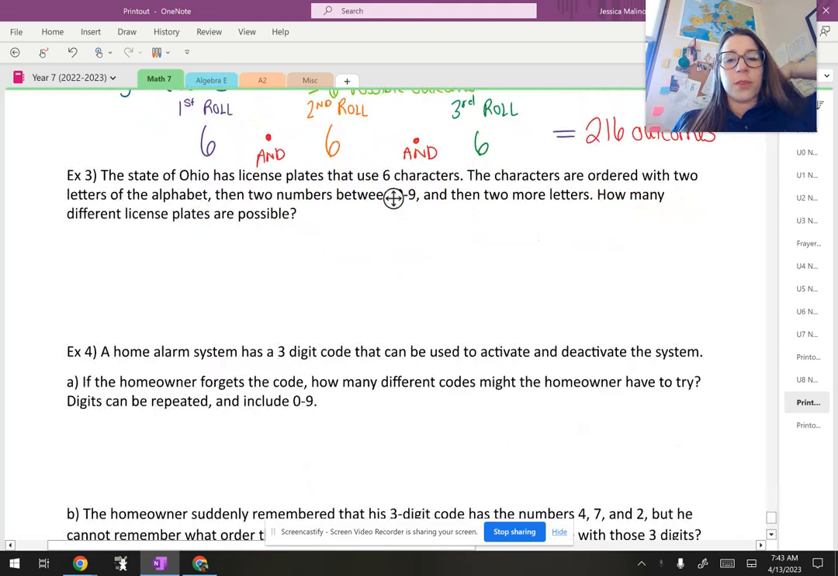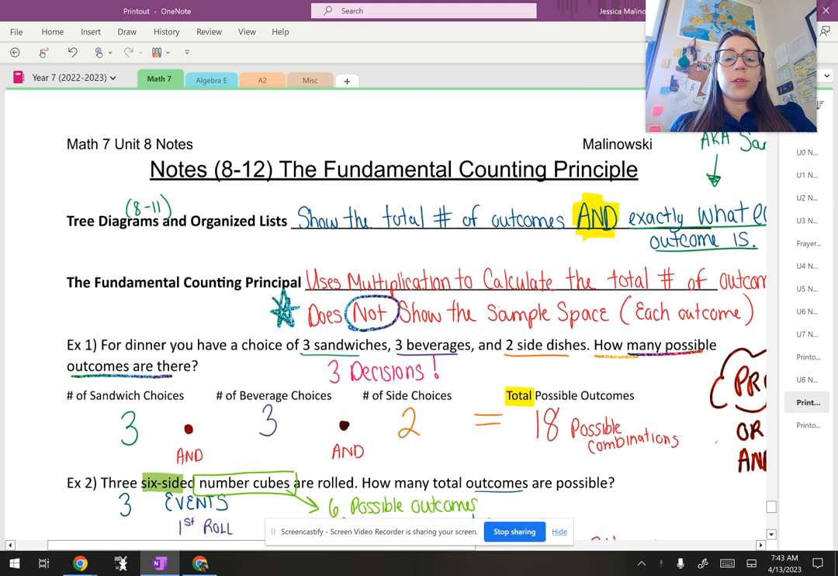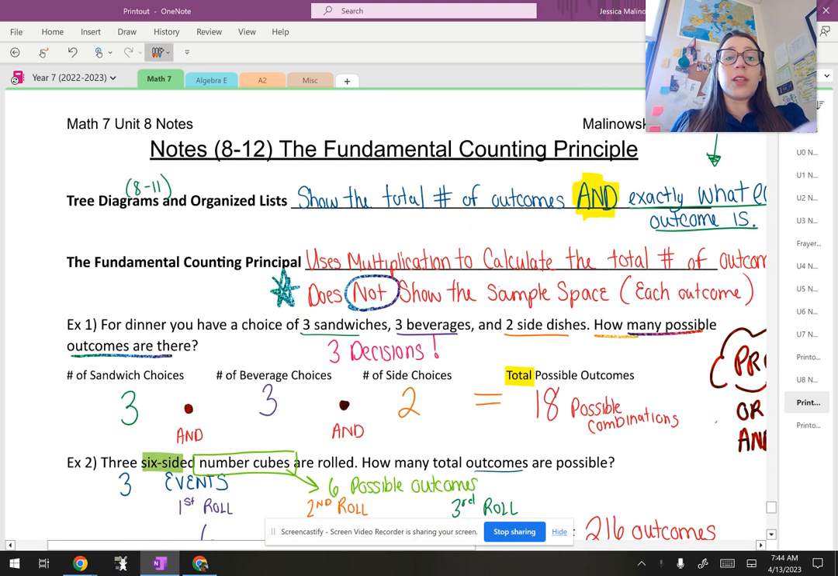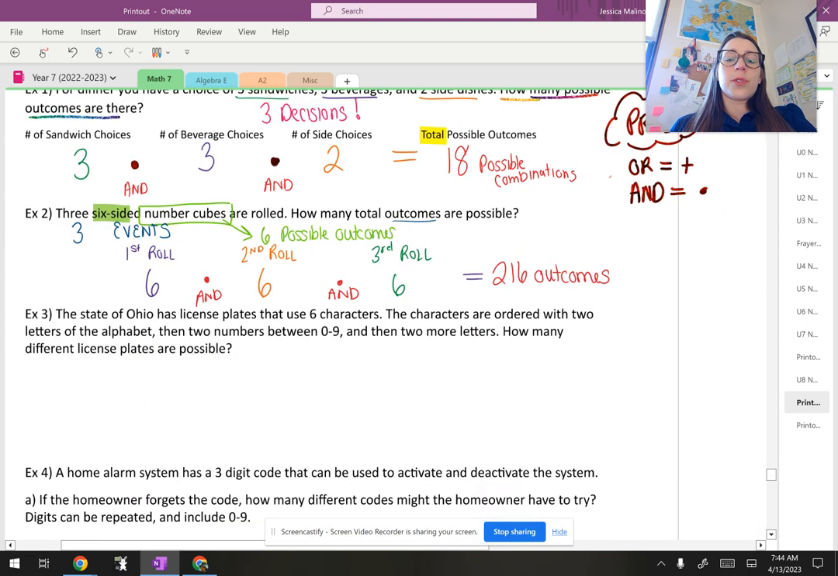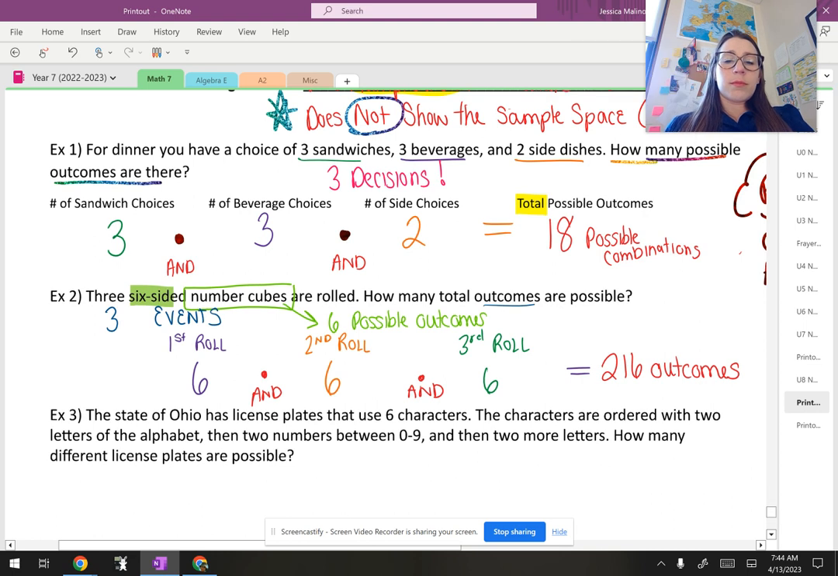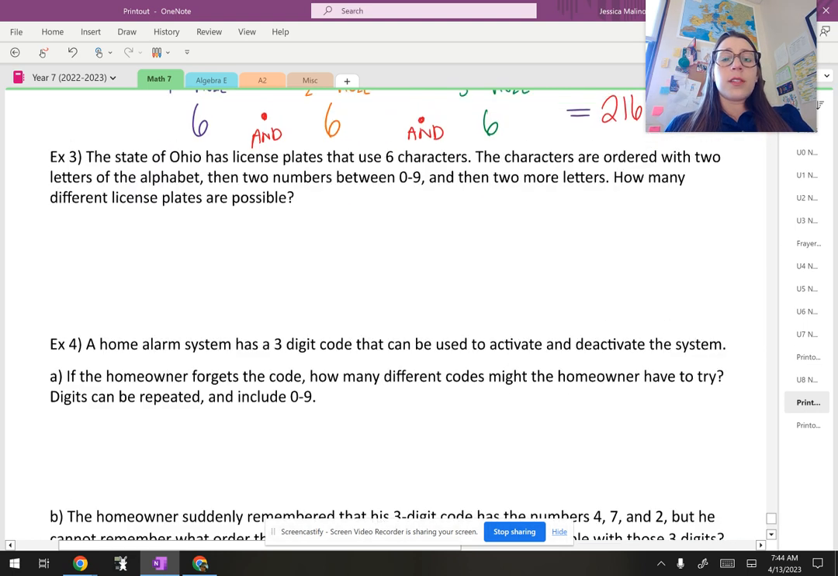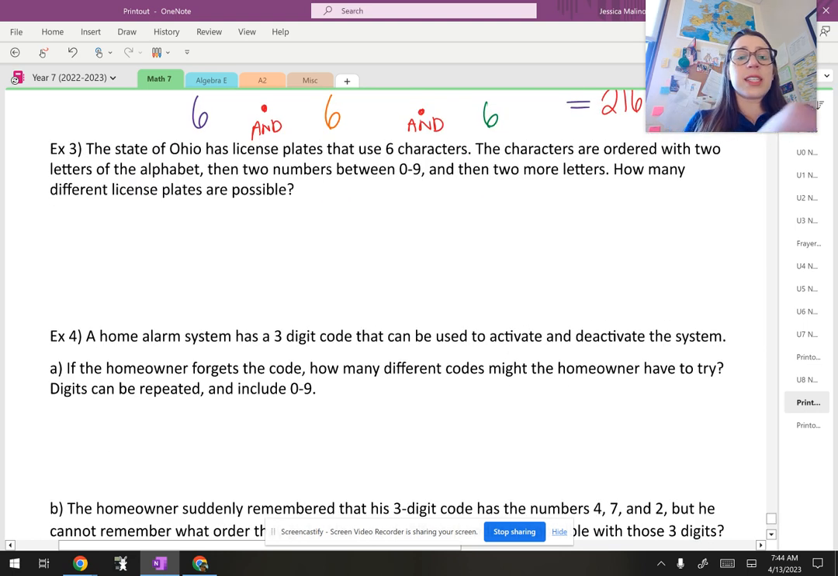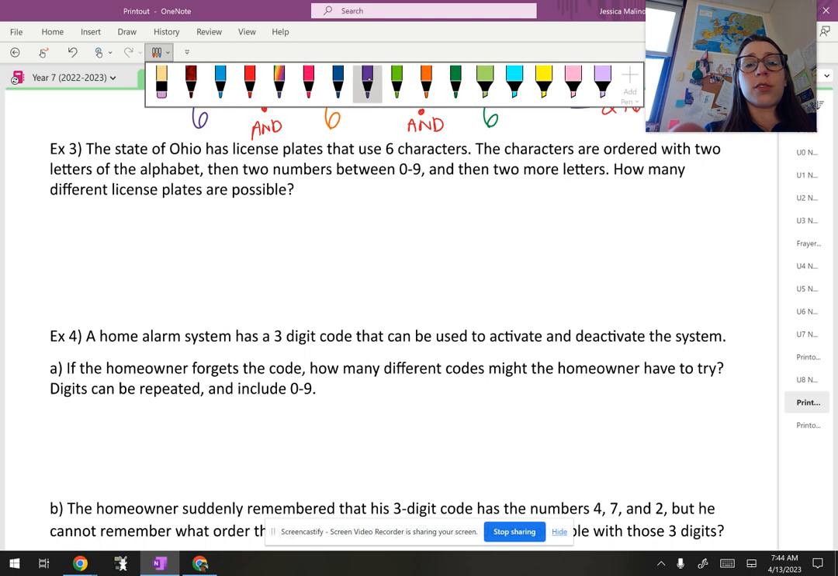Okay, example number 3 here, talking about the fundamental counting principle, which again, if you scroll back up, uses multiplication, I'll even go as far as to highlight that, to calculate the total number of outcomes. So, the state of Ohio has license plates that use 6 characters. So 6 characters is jumping out at me.